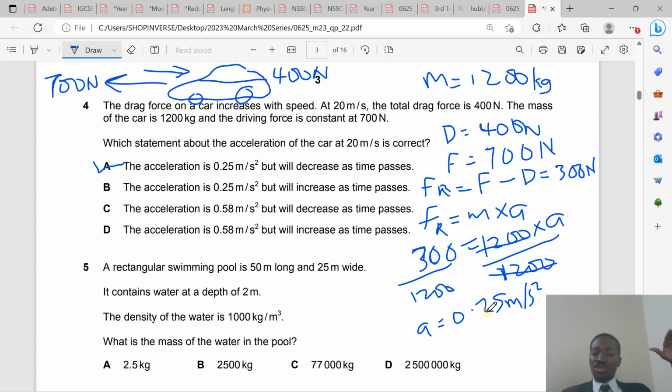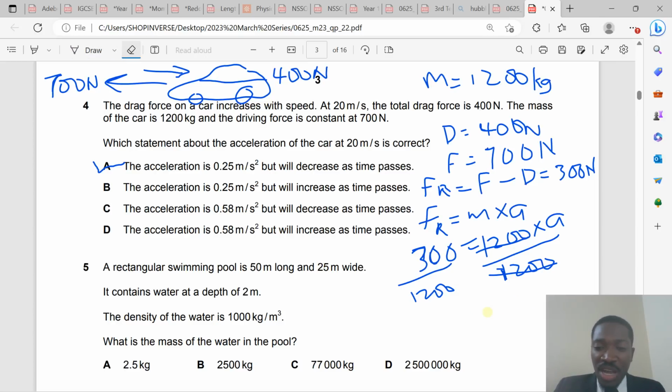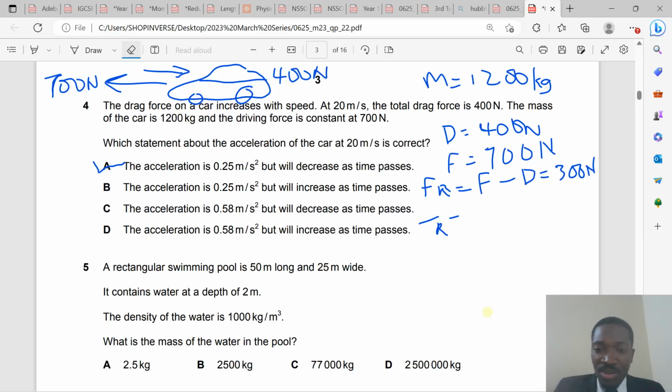So acceleration will continue to reduce till acceleration becomes zero, and then the car will continue to move with a constant velocity. If it was objects falling from the sky, then we consider those objects to be moving downwards with a terminal velocity. Of course, that is not necessary here. We have answered the question. Let's go straight to question 6.